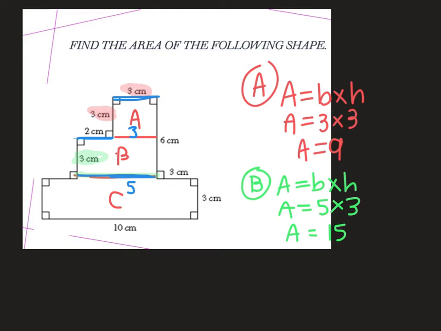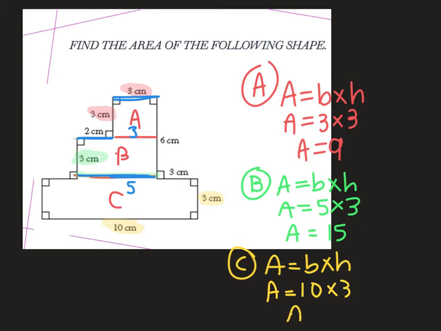And then last but not least, shape C down there is a rectangle, so base times height. Our base for this is 10, our height is 3. So area equals 10 times 3. 10 times 3 is 30.